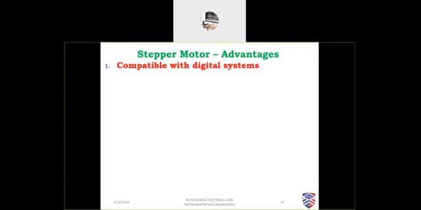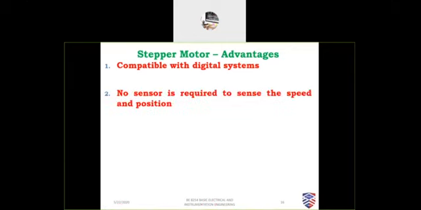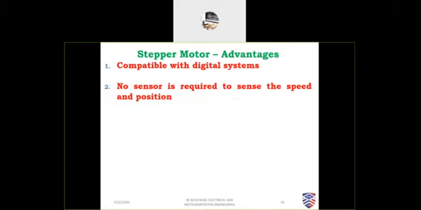Compatible with the digital system. The stepper motor works on digital pulses, so it is compatible with the digital system. No sensor is required to sense the speed and position. The BLDC that you are studying and what we are going to do needs a sensor. That's why we write it here.